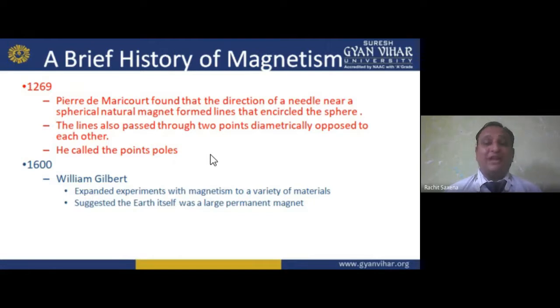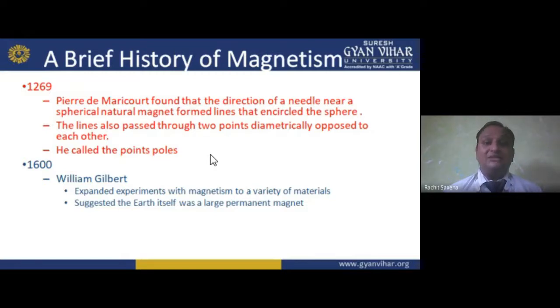Now in 1269 we basically came to that point, and the invention was created by Pierre de Maricourt, that in a magnet we have poles. We gave them the name poles, North Pole and South Pole. Okay, hope you understand.